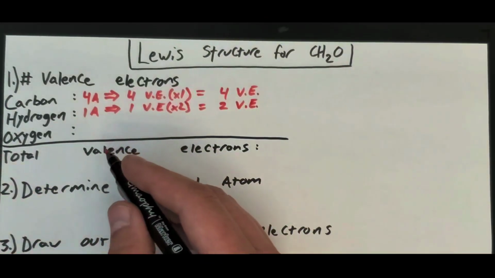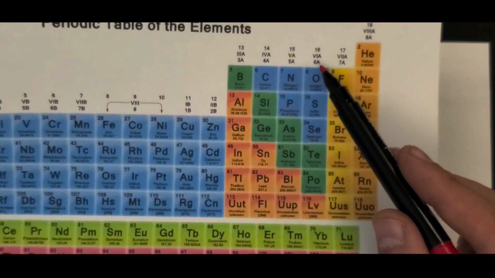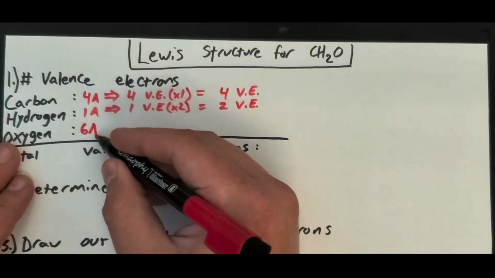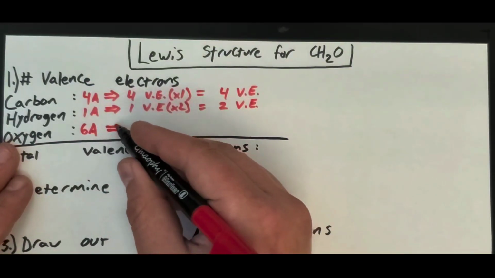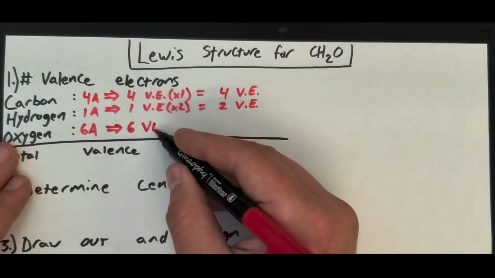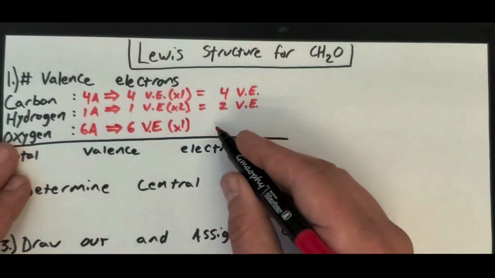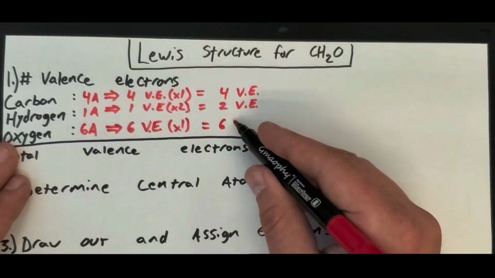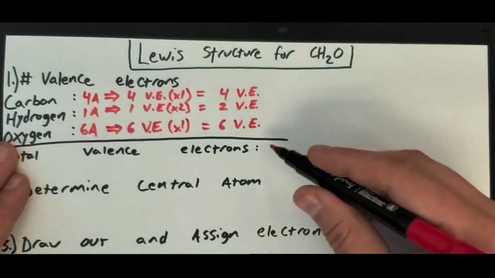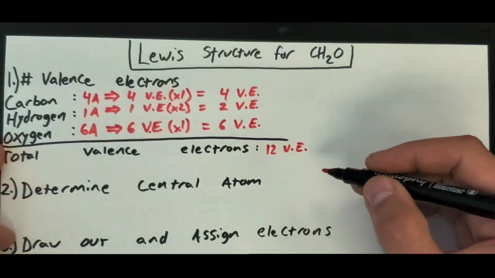And oxygen is a column 6A, which means it's going to bring 6 valence electrons. There's only one of them, so altogether 6 valence electrons here for a total of 12 valence electrons.